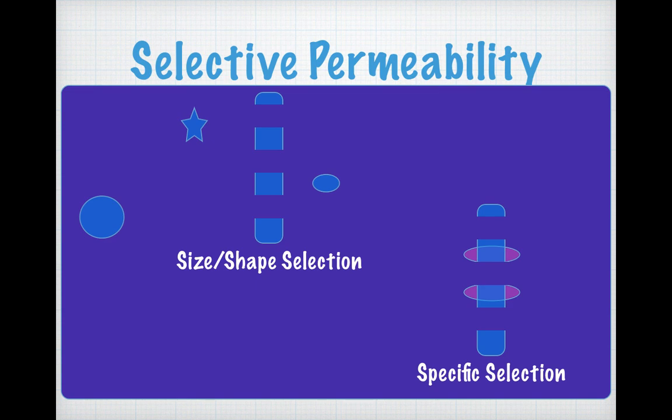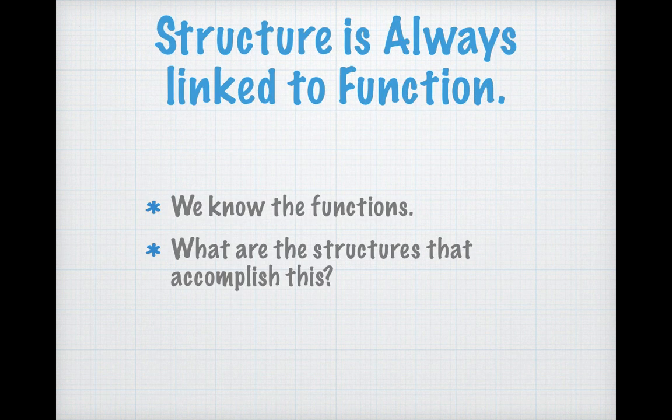More importantly, we have specific selection in many cases. So if we want a specific thing to come in, like a sugar for instance, we will have a receptor that will allow that sugar to specifically come through the cell membrane. So our selective permeability can be based on size and shape, or it can be based on specific selection.